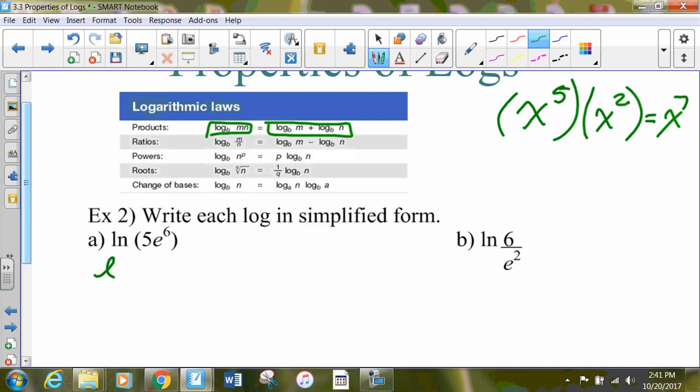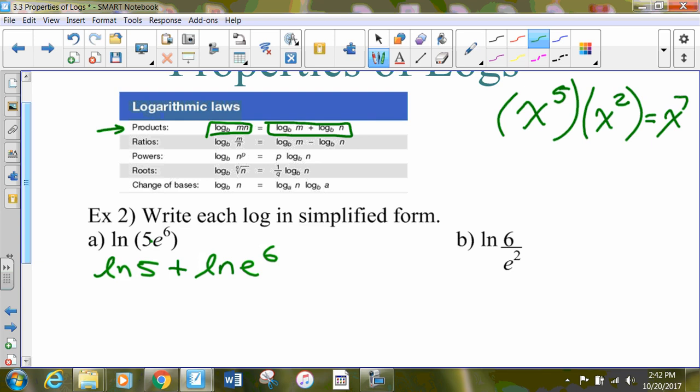Since 5 times, I know we don't really see that multiplication, but it's really there. That's the same thing as writing natural log of 5 plus natural log of e to the 6th. So that's our first rule that we look at. We know that just like exponents have multiplication and addition connected to each other, so do logs in that rule.